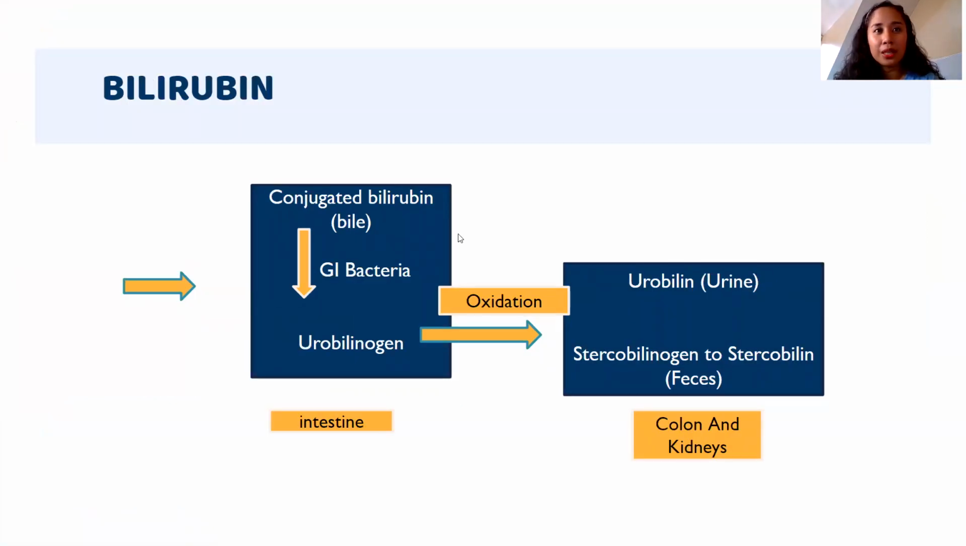And your bile goes to your intestine, and through the process of your gut bacteria, it is converted to urobilinogen. And through oxidation, your urobilinogen could become urobilin and stercobilin. So, the stercobilinogen gets processed into stercobilin. These are just waste products. So, some of your bilirubin turned into urobilin, which is discarded in the urine, and some is discarded into your stool.